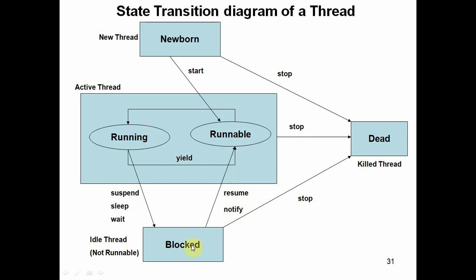The blocked state thread may enter into dead state by the execution of the stop method. The running state thread may enter into dead state when its statements are over. Whenever the statements belonging to a particular thread are completed, that thread automatically enters into dead state. So this is the life cycle of a thread.